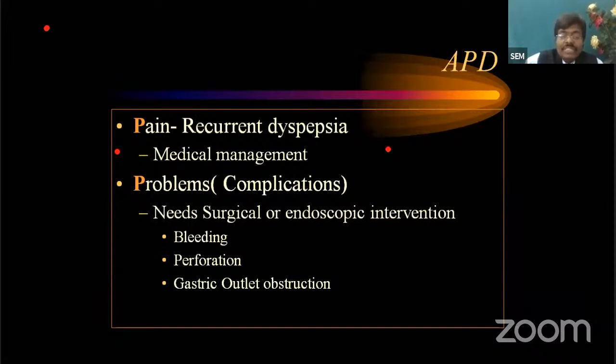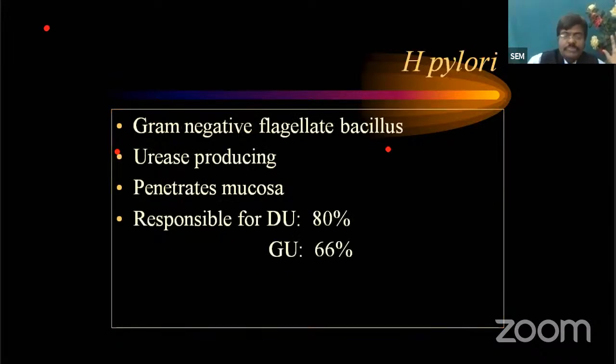Whereas if it's developing complication, the surgeon comes in, for the treatment of only complications of acid peptic disease, like bleeding, upper GI bleeding, like hematemesis or melena, or perforative peritonitis, or gastric outlet obstruction. The third one only we are going to see today as short notes.